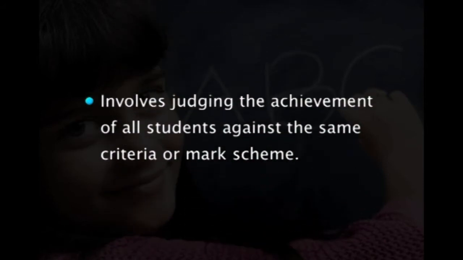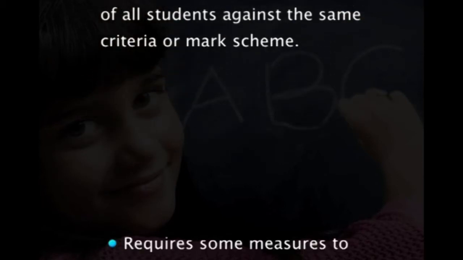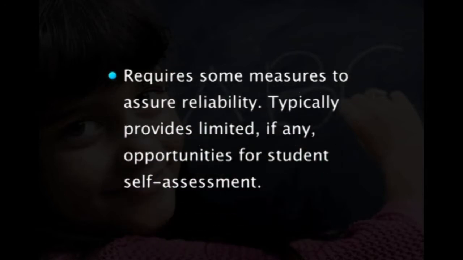Number 5, involves judging the achievement of all students against the same criteria or mark scheme. Number 6, requires some measures to assure reliability. Number 7, typically provides limited, if any, opportunities for student self-assessment.